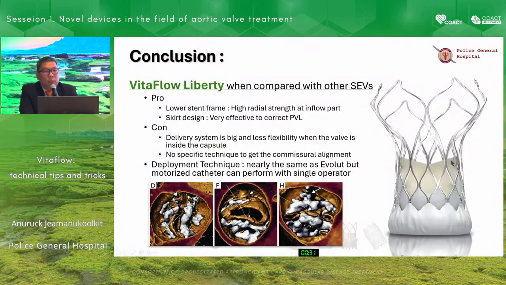So for my conclusion, when the Vitaflow is compared with other self-expandable valves, the pros are the low-density stent frame and the hybrid stent design. The lower part has very high radial strength, and the skirt design is very effective to correct the PVL problem. The cons are that the delivery system is quite big and less flexible when the valve is coming inside the capsule, and there is no specific treatment for commissural alignment. The deployment technique is the same as Evolut, so you do not have too much of a learning curve for this valve. Thank you very much for your attention.